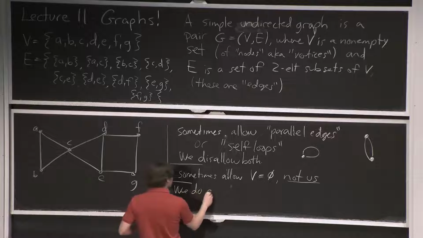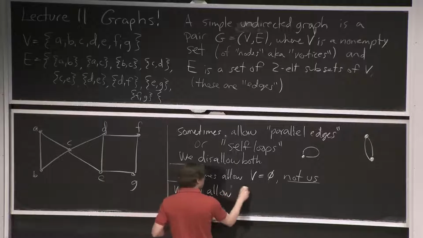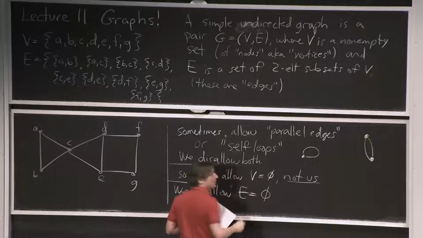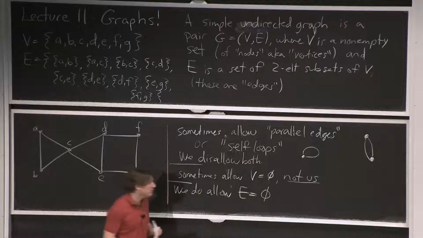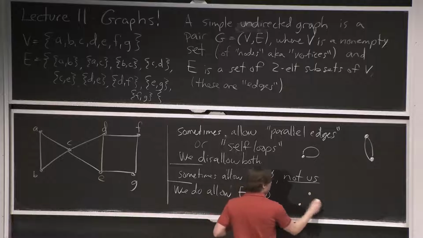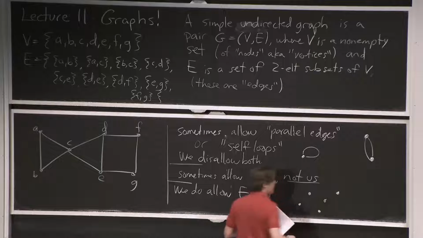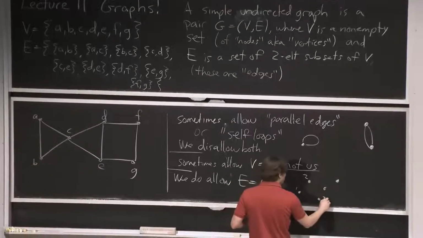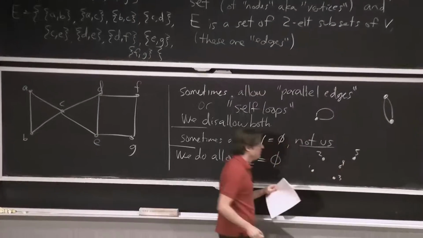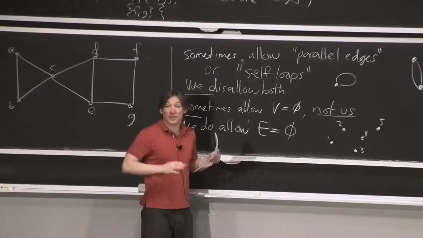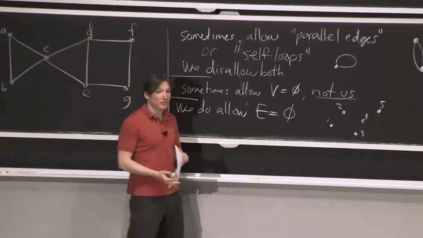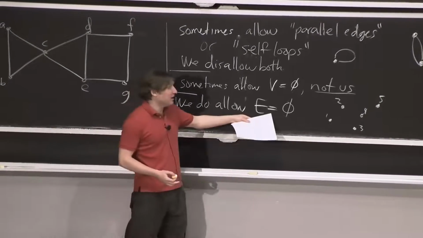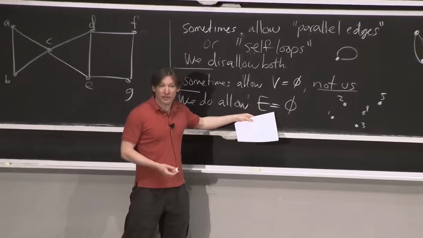We do allow the set of edges to be empty. For example, here is a graph with 5 vertices and 0 edges. Let's call them vertices 1, 2, 3, 4, and 5. 5 vertices, 0 edges, that's totally fine. That's a valid graph. So this has an empty set for the set of edges, which is fine.